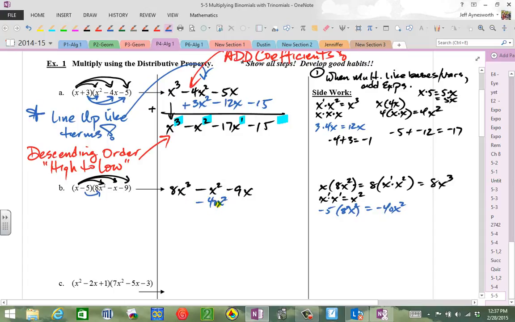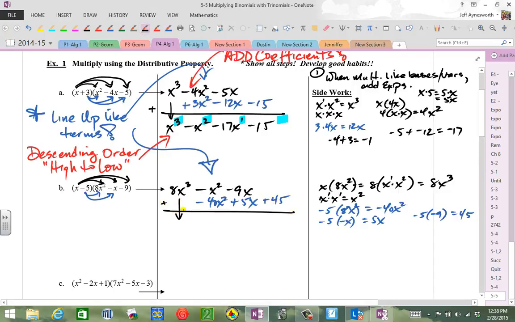Line up like terms again. Line up the squares with other squares. -5 times 8x squared is -40x squared. And I've got -5 times -x. A negative times a negative is a double negative, or positive. So -5 times -x is positive 5x. I'm going to put down plus 5x here. And then -5 times -9 is positive 45. So you see a plus 45 here.